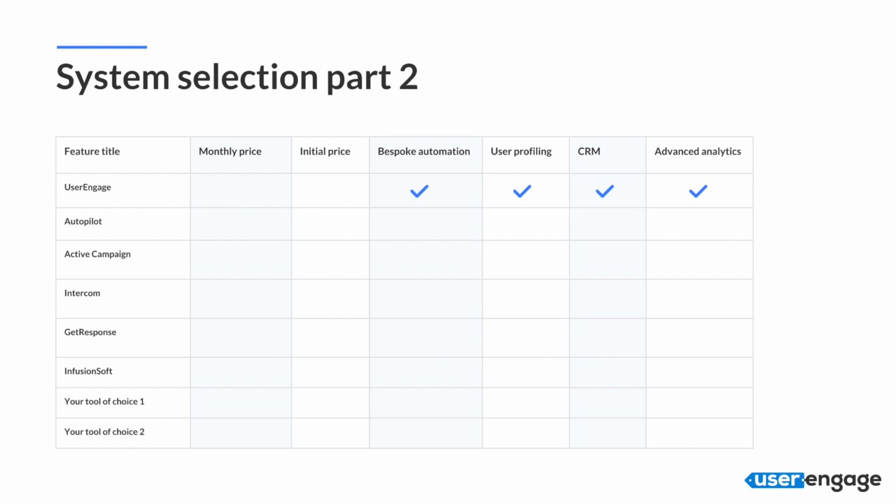So as you can see, you have different systems here: UserEngage, Autopilot, ActiveCampaign, Intercom, GetResponse, and Infusionsoft. I left space for your own tools of choice. I didn't fill out this table because I didn't want to make a mistake, because the features are changing very fast in this industry. So if I said that, for example, ActiveCampaign didn't have some feature and next month they introduced it, the whole tutorial would be fake, and I really would like to avoid that.